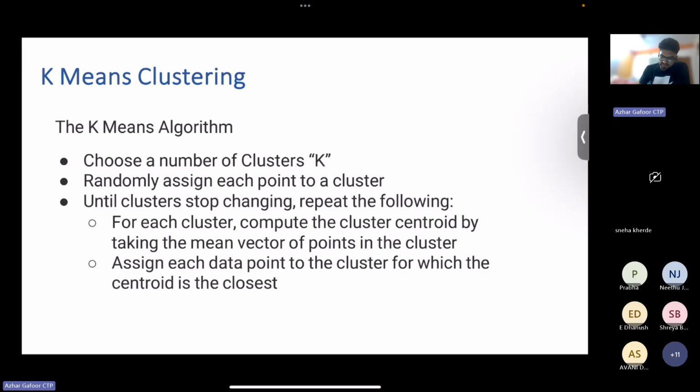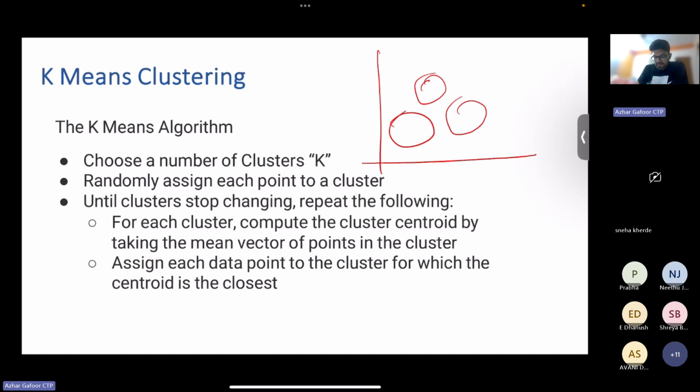So let's say we have some data here, then we have data here, and we have some data here. Initially what we have done is, let's say we have 3 clusters. So we have some data.